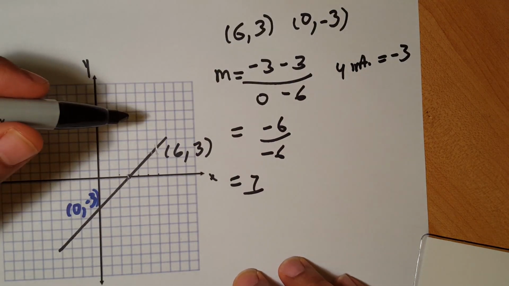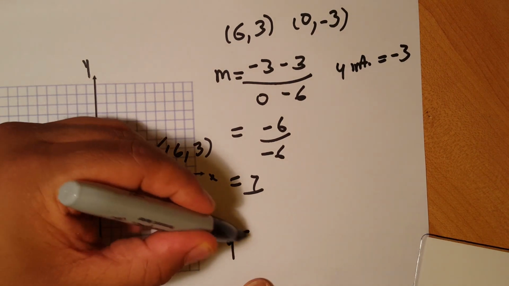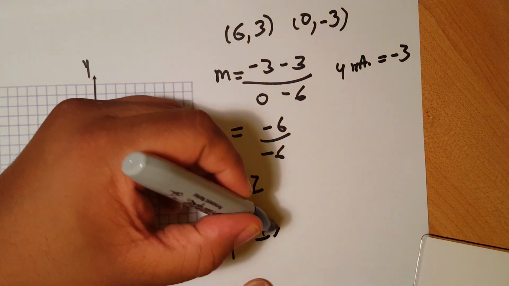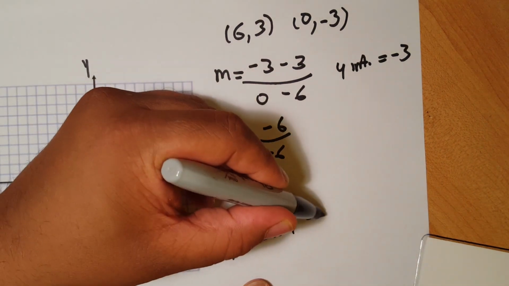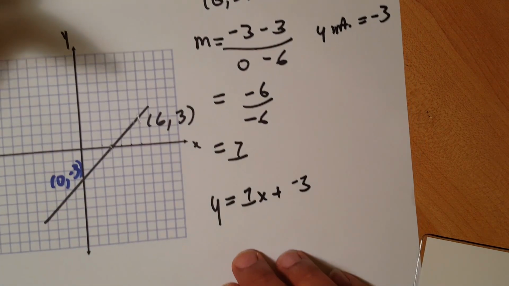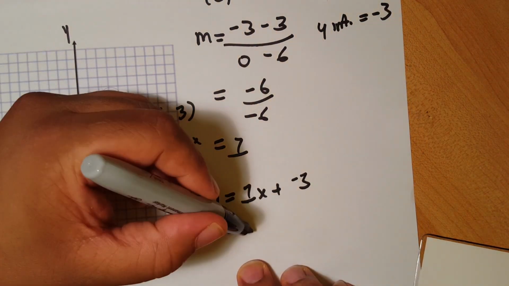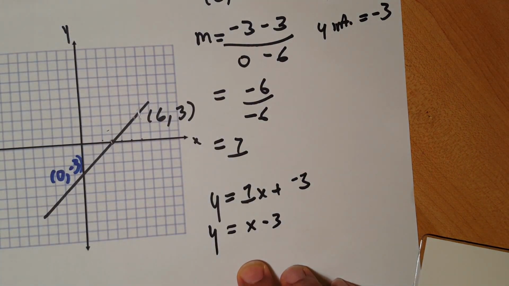So now I have the information I need to put something into slope-intercept form. Y is equal to my slope, which is 1, plus my intercept, which is -3. And again, y equals mx plus b. So I don't need to write this 1, so y equals x minus 3. And that's the equation of my line.